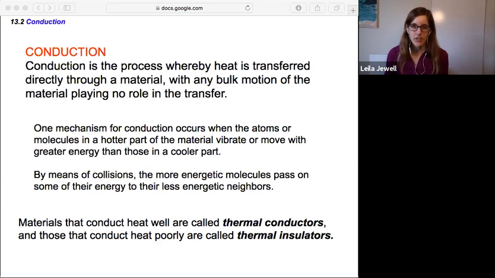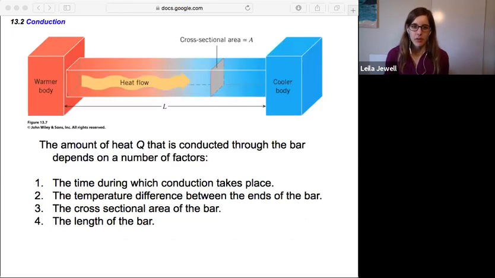What else makes a difference here? Well, the amount of heat that is conducted through something like this bar, which we can imagine is a good metal chunk, is going to depend on a number of factors. One, the time during which the conduction takes place, right? If you've ever burned yourself cooking, you'll know it makes a difference how long you're in contact with that hot surface versus if it's just a really short duration. Also, the temperature difference. If there's a larger temperature difference, you're going to get more heat flow through.